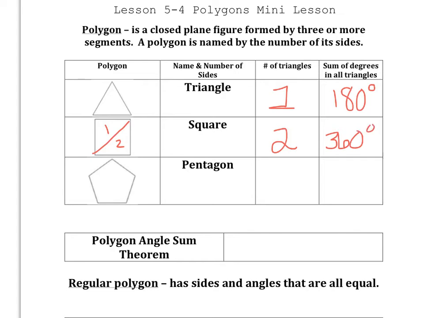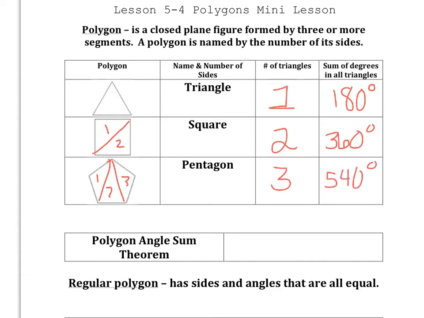And then if we take a look at a pentagon, it has 5 sides, and we can see here that if we start at one vertex and connect to all the others, we would have one triangle there, and then a third triangle here. So 1, 2, 3 triangles make up a pentagon, and the angle sum then would be 3 triangles, 3 times 180, which is 540 degrees.